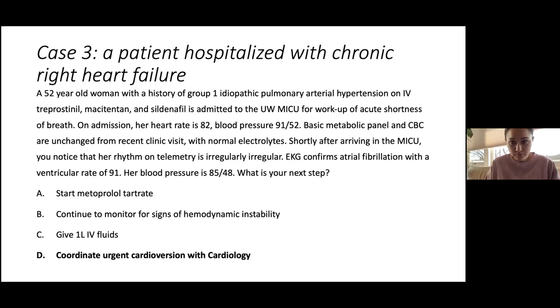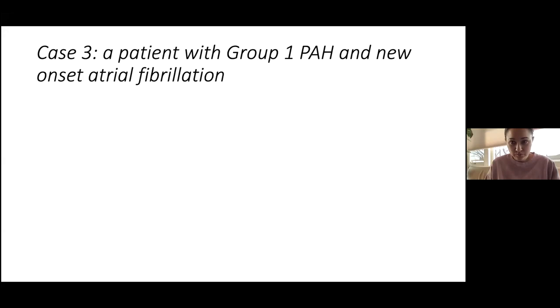And it's not going to help the patient in the long-term because it's going to lead to more RV dilation. It's going to lead to more RV wall tension and ischemia. And so really the right answer choice here is to coordinate urgent cardioversion with cardiology. And so in this patient, we have group 1 PAH and new onset AFib.